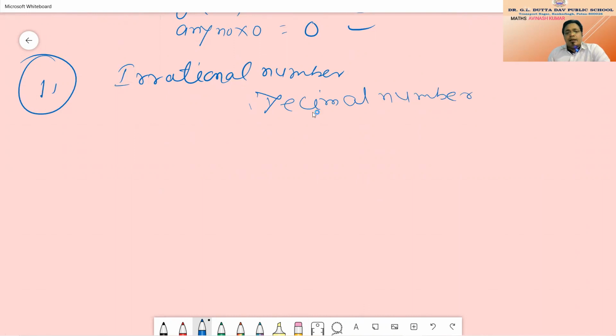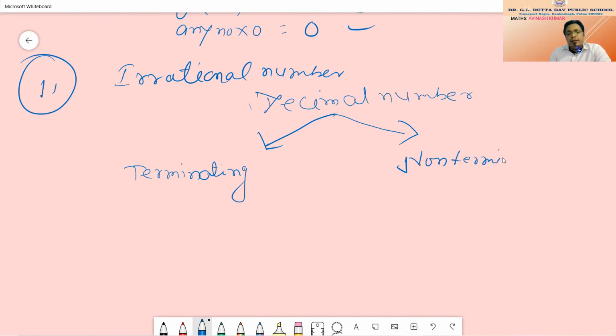We know that a number can be in the form of a decimal. There are two types of decimal numbers. Students, listen carefully. One is the terminating decimal number, and another is the non-terminating decimal number. A terminating decimal number has no further types, but a non-terminating decimal number has two further types.